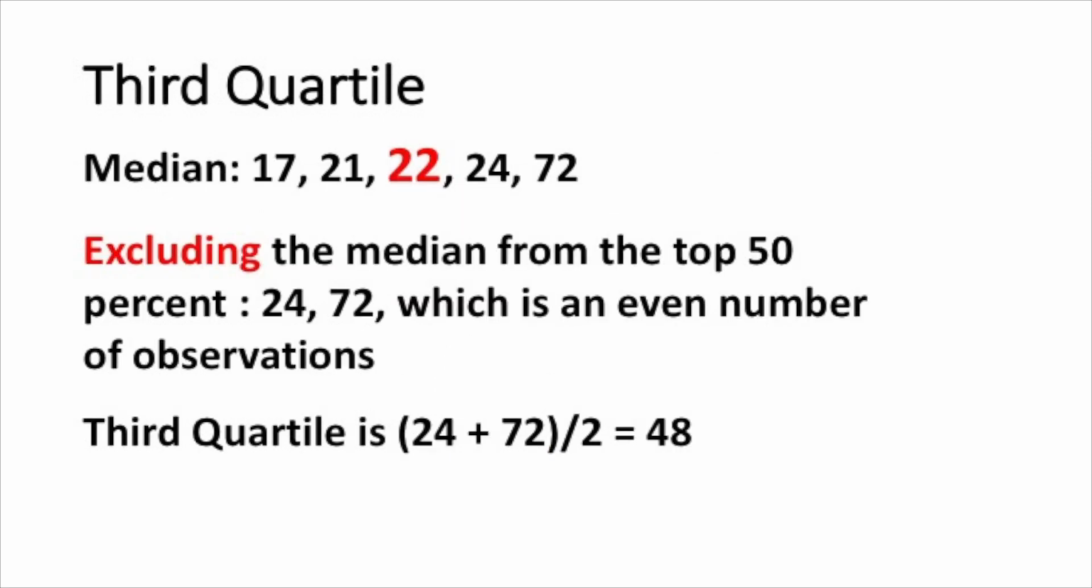Now let's exclude the median from our calculations of the third quartile. Then the two values at the top of the distribution are 24 and 72, which is an even number. And the average of these two observations is 48 years old.